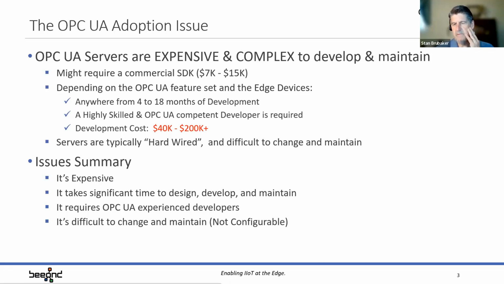There's a lot of machine builders that don't have development resources, don't have large budgets, and EdgeX is a good fit for those that want to acquire that standard, adopt that standard without the large cost and time required to develop a UA server. If you buy an SDK, it can range from $7,000 to $15,000, and we've done projects anywhere from $40,000 to $200,000 in development costs. So it is very expensive, and it requires a lot of expertise.